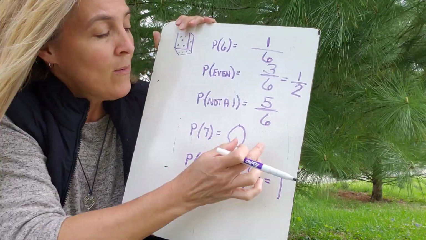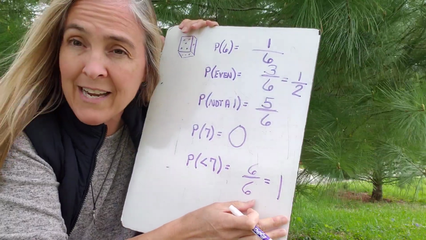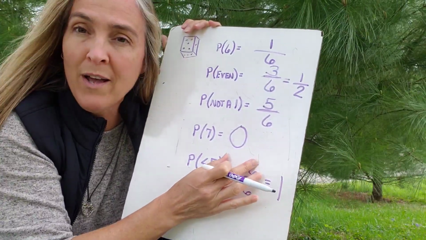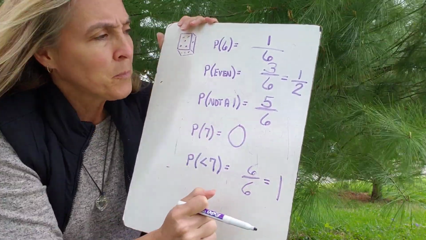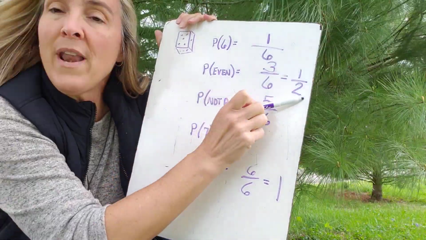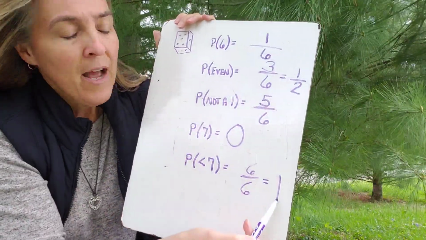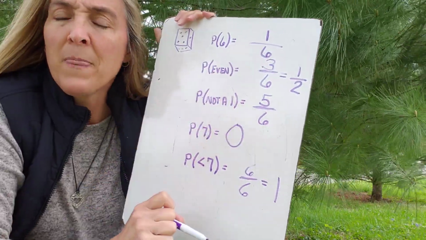So probability is always going to be between 0 and 1. The more likely it is to occur, the closer to 1. 5 out of 6, close to 1. Right in the middle, as likely to happen as not, 1/2. And then if it is not as likely to happen, it's closer to your 0, 1 out of 6.